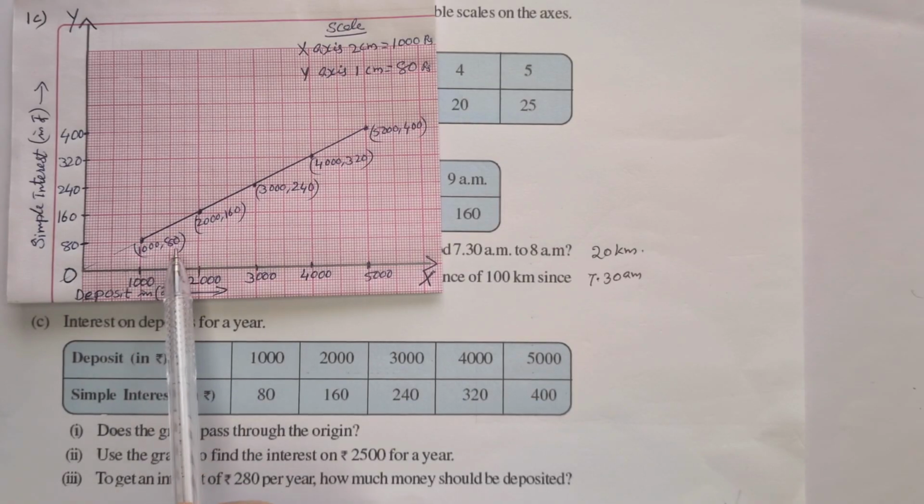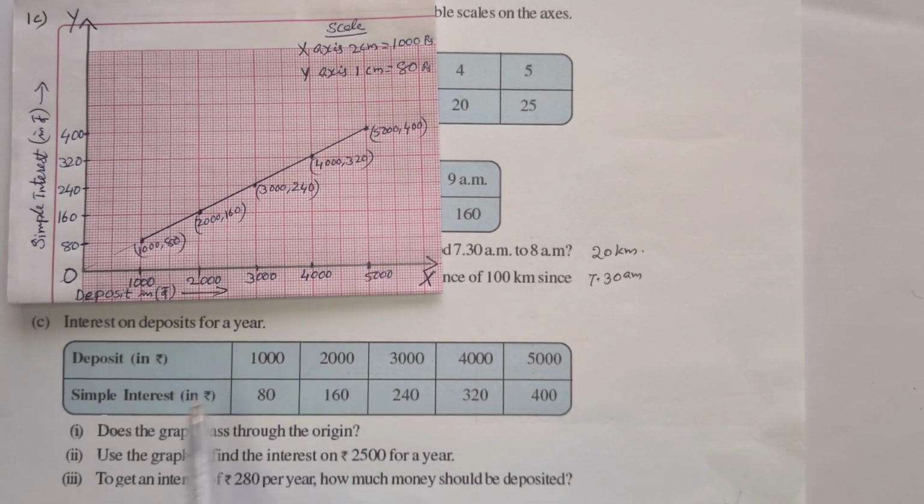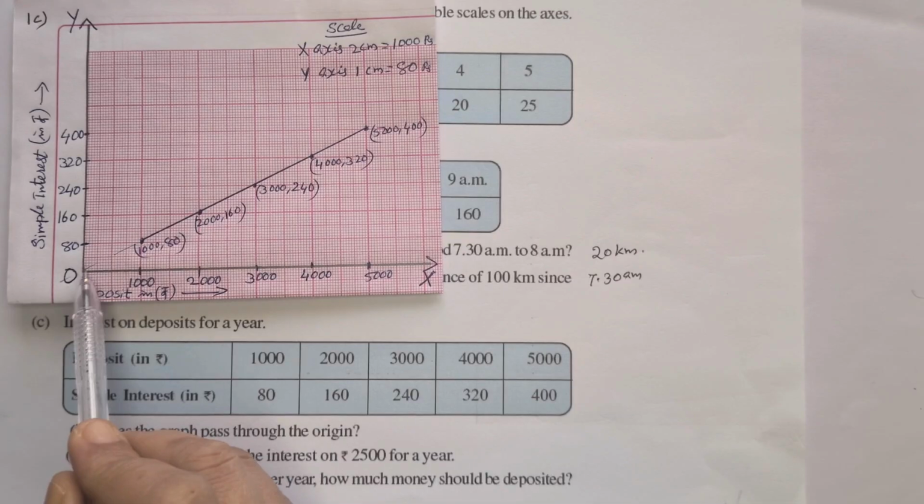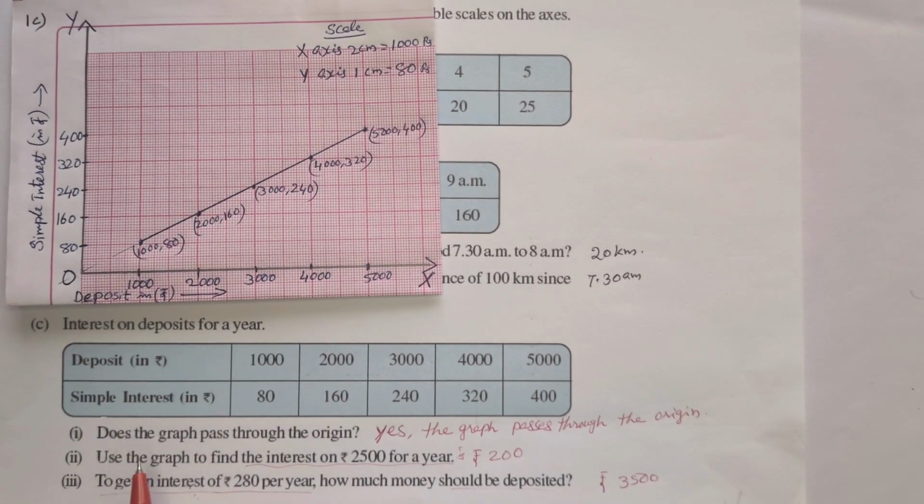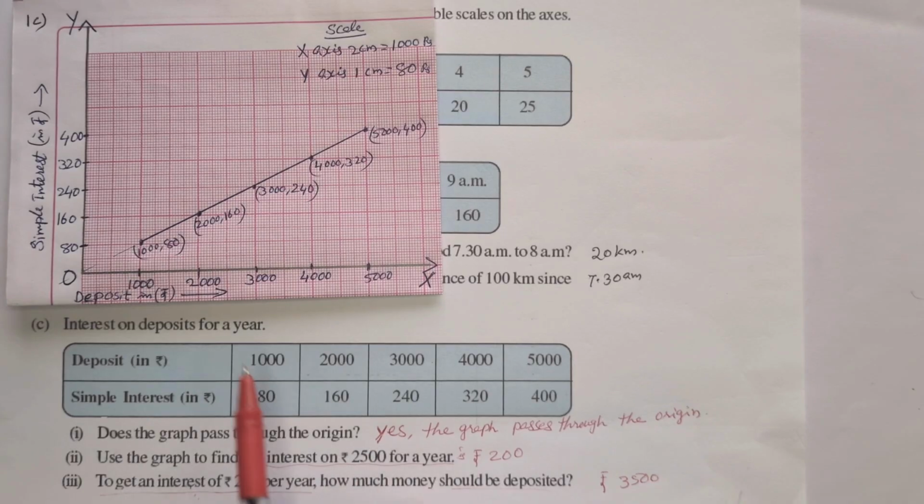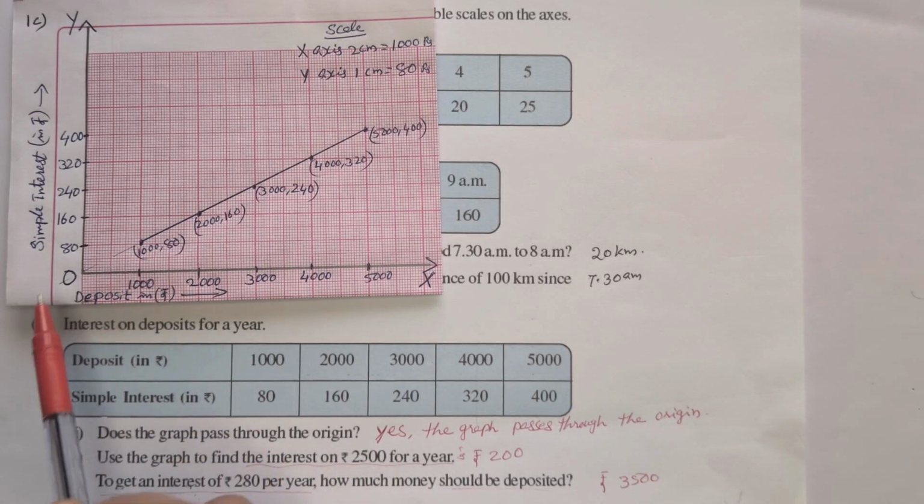Now this is the plotting of the points, and when we join the points we will get a straight line. So, sub-questions. First one: does the graph pass through the origin? If we extend the line, we can see it is passing through the origin. So we can write that the graph passes through the origin.